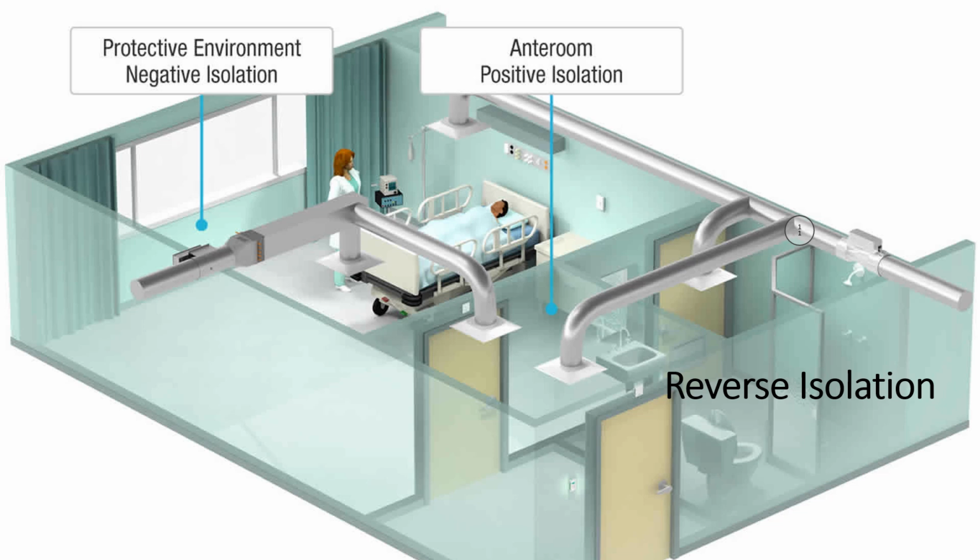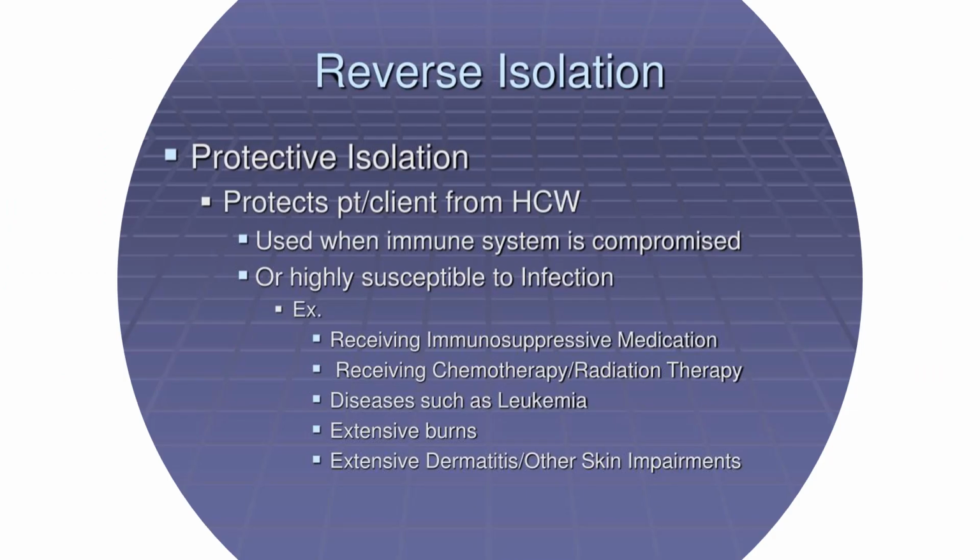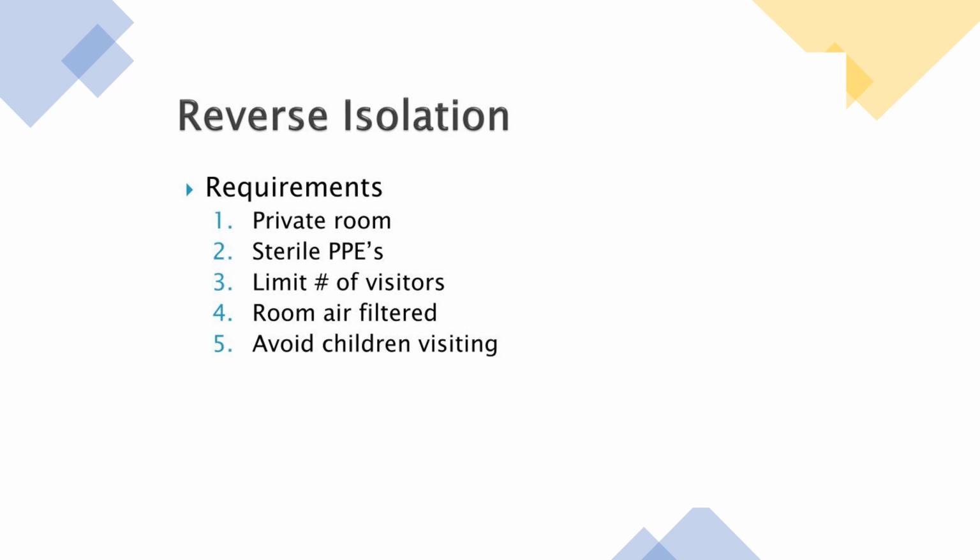Patients who are very susceptible to opportunistic infections are placed in reverse isolation. That is, they are placed in a positive pressure ventilation room, so that no air from outside enters the patient room and the patient is not exposed to any infections. Total or reverse isolation is used when the immune system of the patient is compromised and highly susceptible to infections, for example in transplants, lymphoma, leukemia, chemotherapy, and extensive dermatitis. The requirements are a private room, limited visitors, and filtered room air.